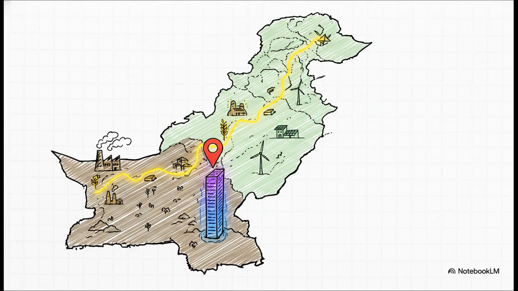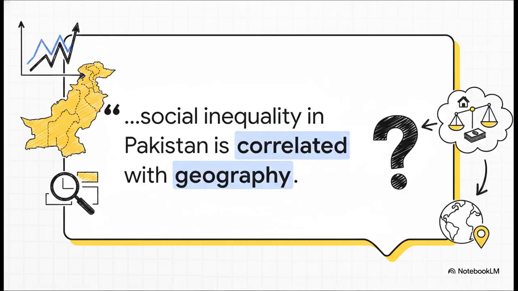This isn't just an opinion, this is what the data and the indexes tell us. And this quote from the author of our source material, Umair Javed, just nails it. He says that pretty much all the available data tells the same story. Social inequality and geography go hand in hand in Pakistan. So there you have it. The fact is established. Now let's talk about how people interpret that fact.